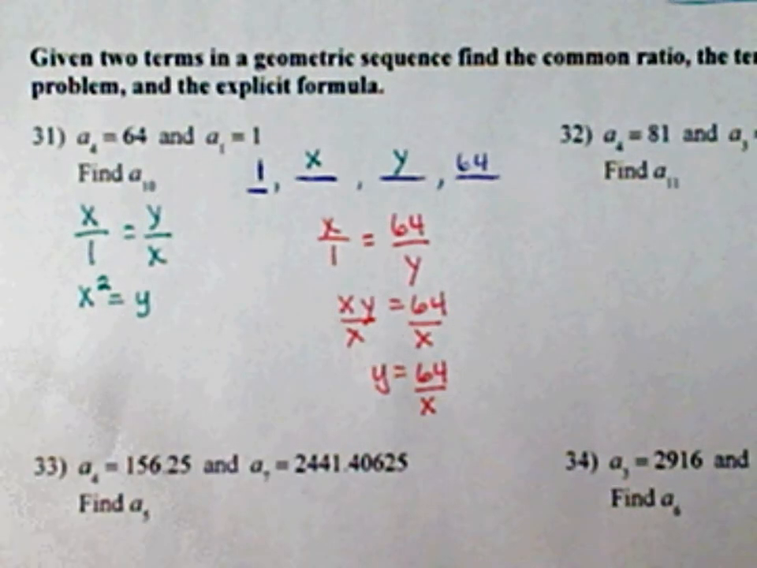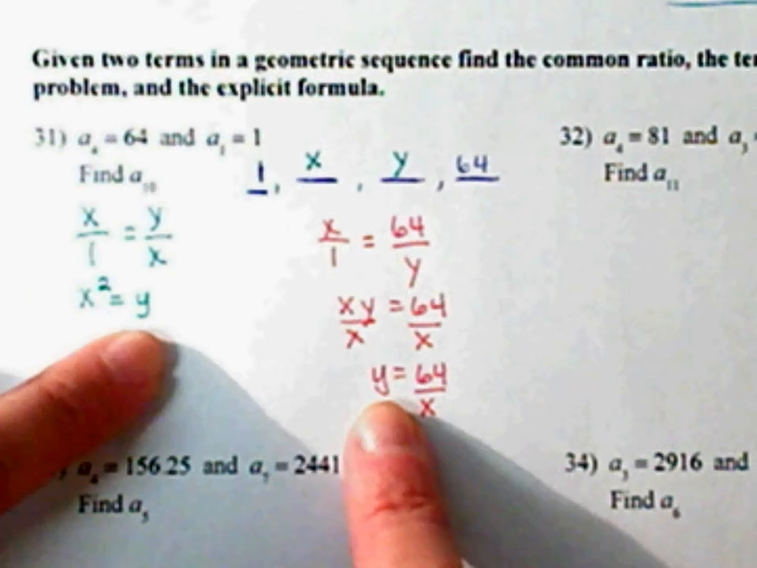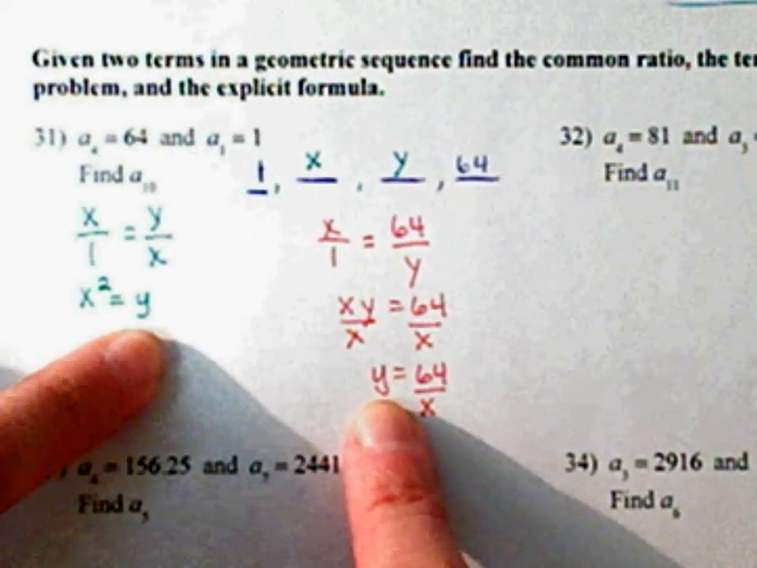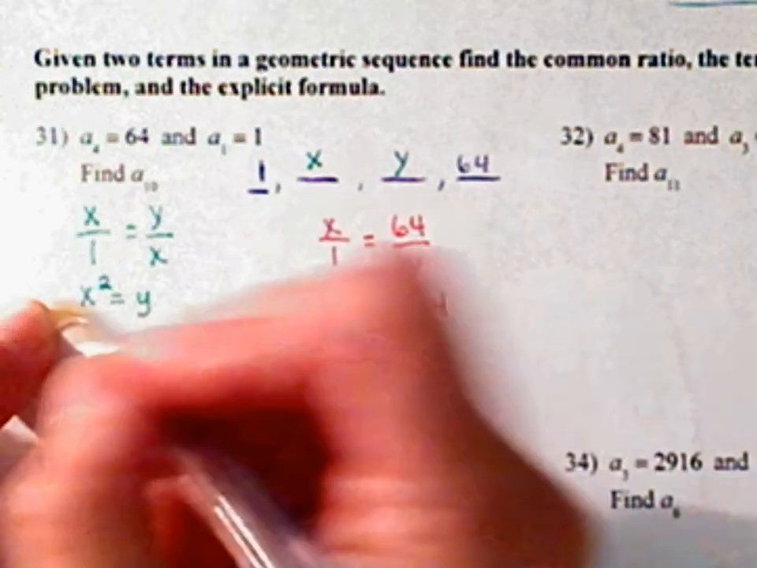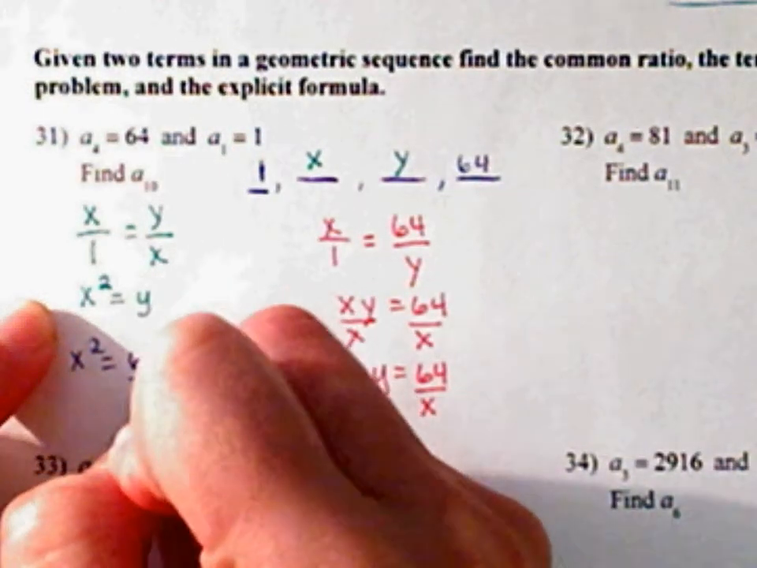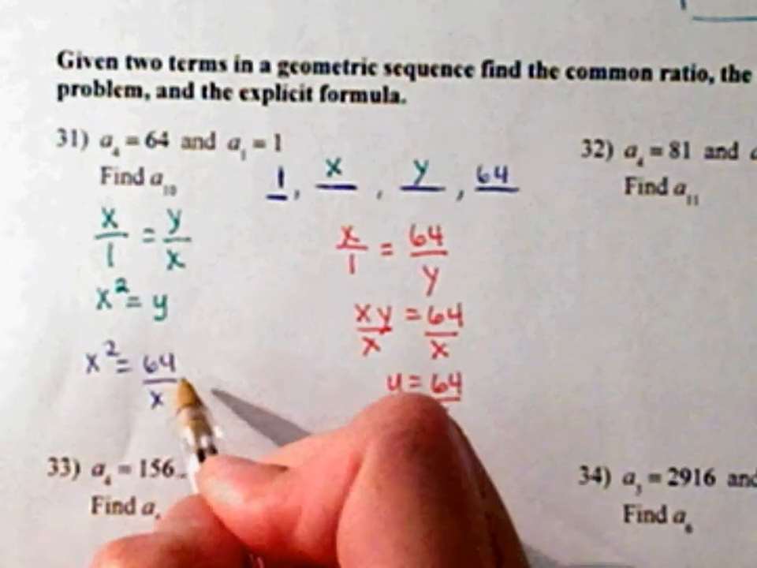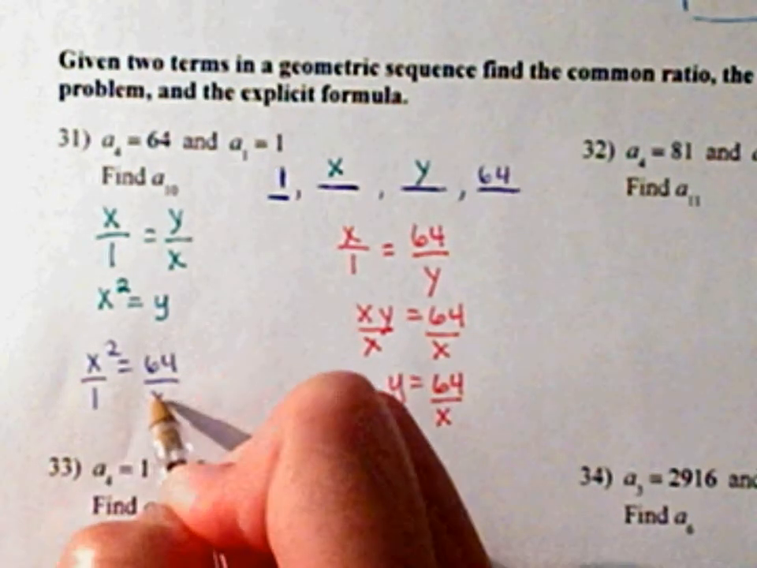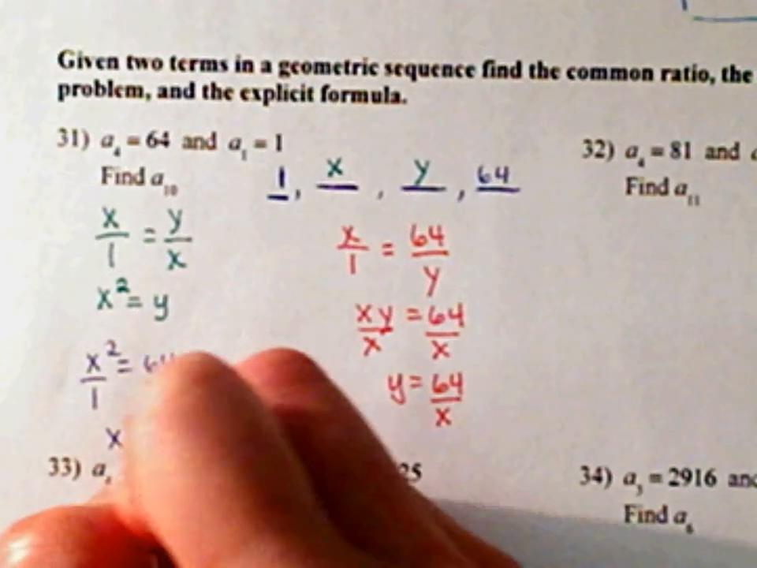Okay, do you guys see how both of these are equal to y? If the y is the same, equal means they're balanced. Aren't these two the same as well? Absolutely. So x squared is equal to 64 over x, okay? Cross multiply, or you can just multiply both sides by x, your choice. So now you have x to the third is equal to 64.